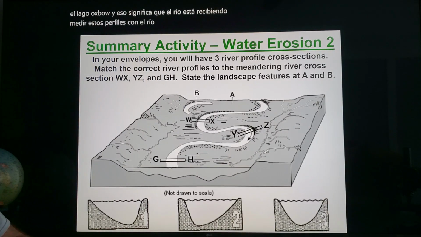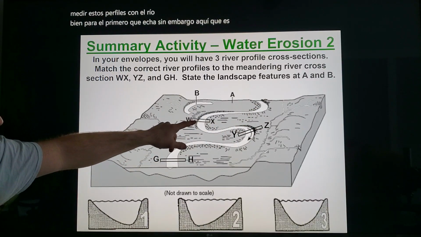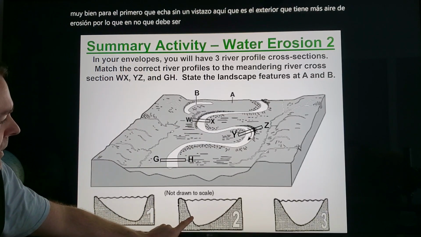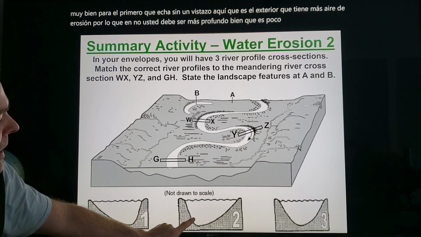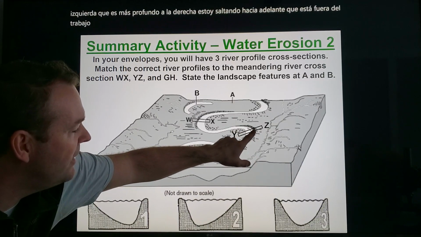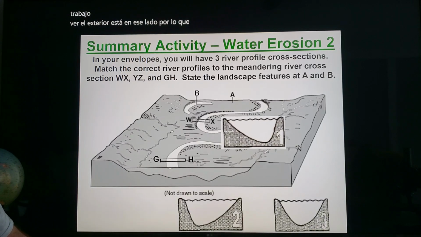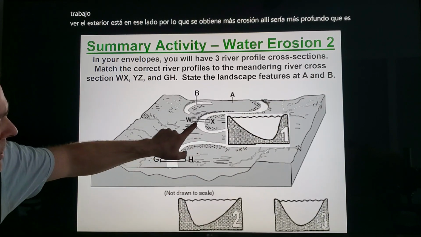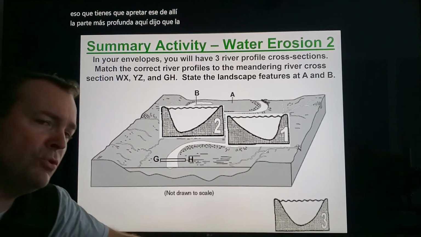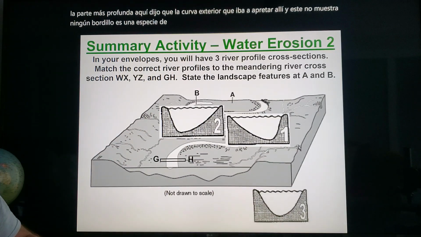All right, for the first one, if you take a look here, that's the outside. You're going to have more erosion there. So at W, it should be deeper. Well, that's shallow on the left. That's deeper on the right. I'm jumping ahead here out of order. But this one certainly would go there. From Y to Z, the outside is on that side, so you get more erosion there. It would be deeper there. That's why you've got to squeeze that one over there. The deeper part here, we said the outside curve. That one's going to squeeze in there. And this one is showing you no curve. It's kind of a straightaway, so you would get more of a symmetrical profile in there.